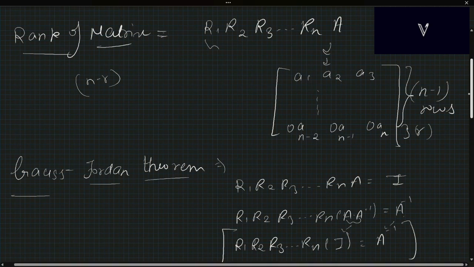Here I'm assuming that only the last row became zero, so the rank of the matrix should be n minus 1, because n minus 1 is the number of rows which are non-zero.